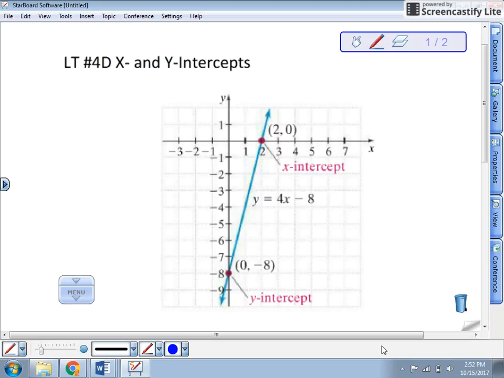Welcome to the notes on X and Y-Intercepts. Okay, first thing we need to do is define what are X and Y-Intercepts. Okay, it's where the graph, and I say crosses each axis.